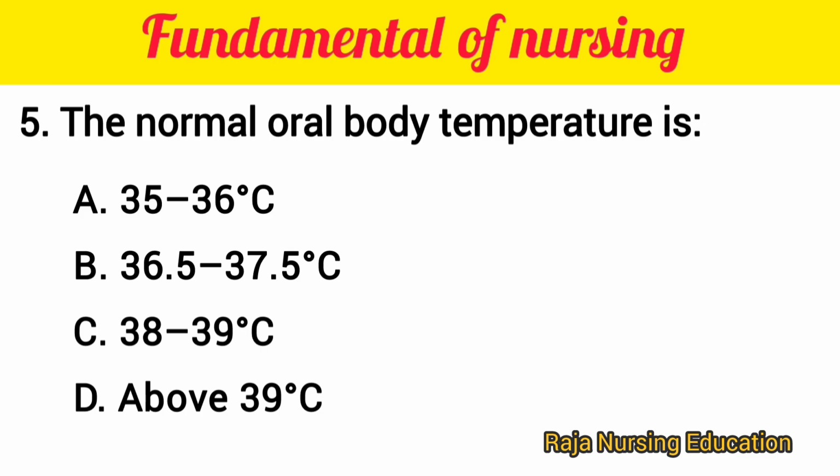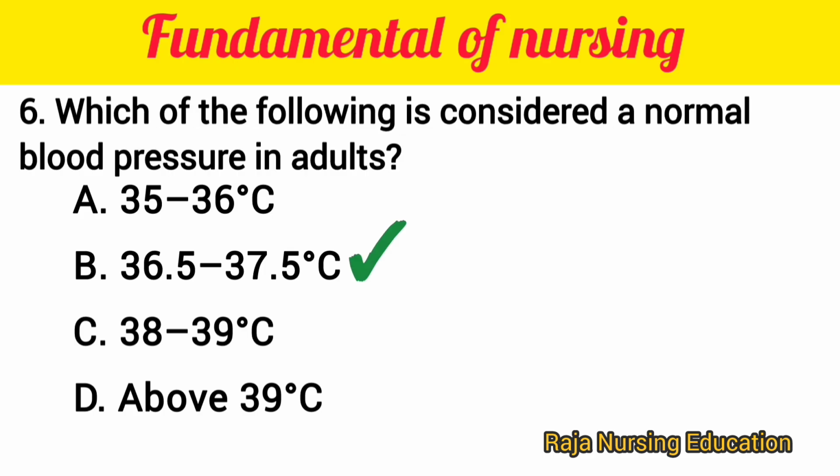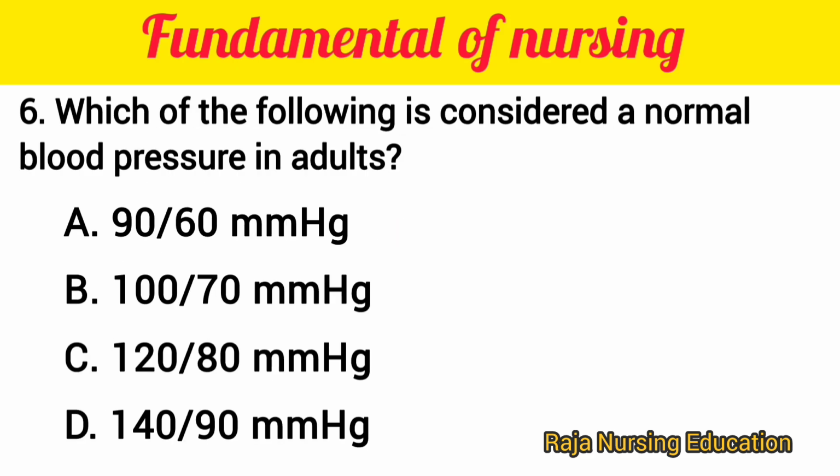The normal oral body temperature is? The answer is B. 36.5 to 37.5 degrees Celsius. Which of the following is considered a normal blood pressure in adults? The answer is C. 120 over 80 mmHg.